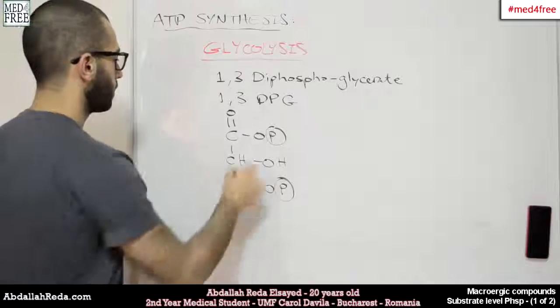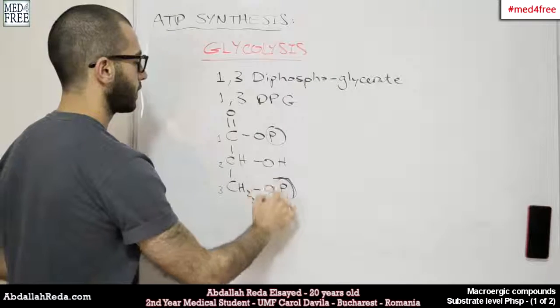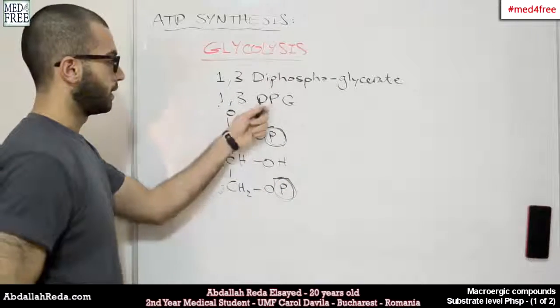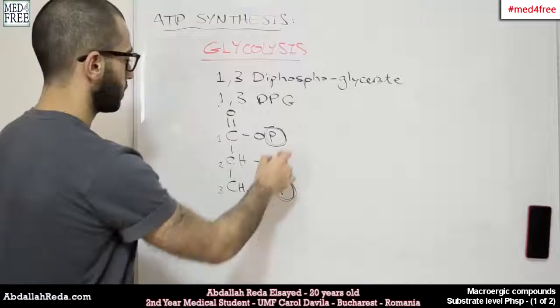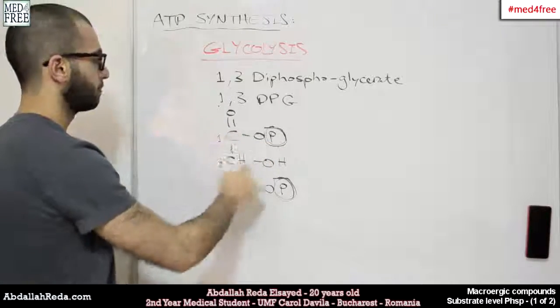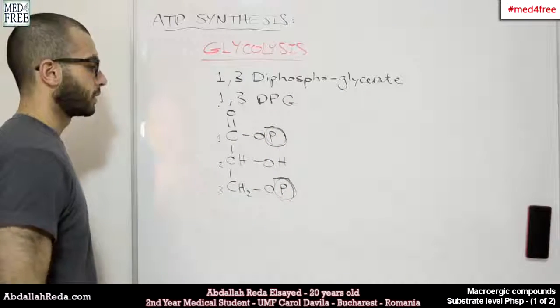So we have carbon number 1, 2, 3. We have 2 phosphoric acid groups on carbons 1 and 3. 1 and 3 diphospho, because 2 phosphoric acid groups, and we have this compound which is called glycerate. 1,3-diphosphoglycerate.